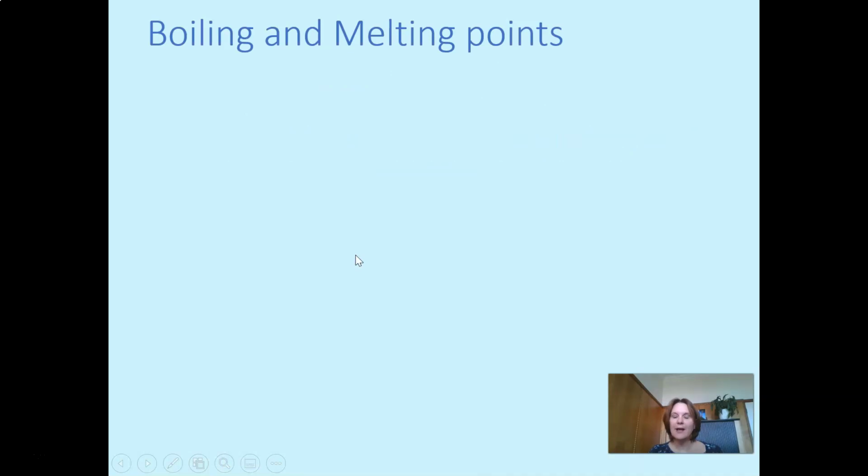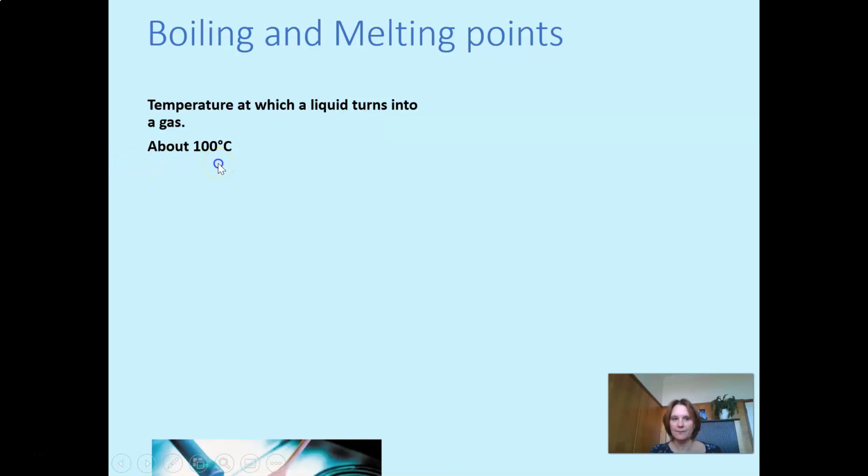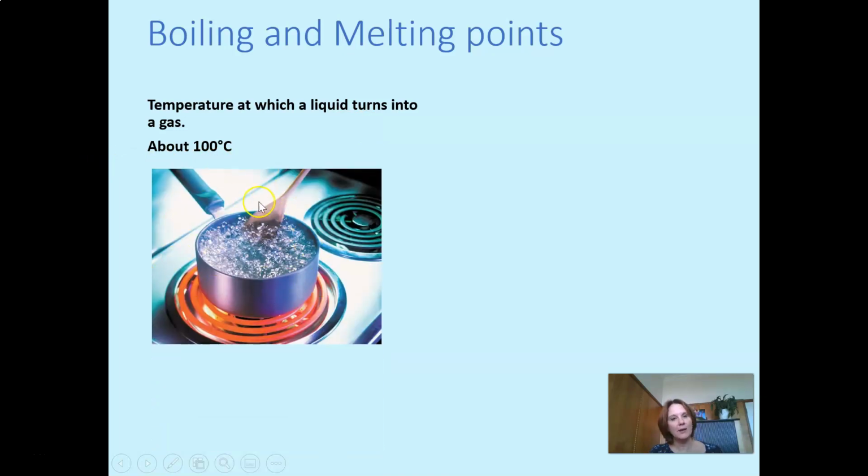Let's take a look at boiling and melting points. So boiling point is the temperature at which a liquid turns into a gas. I say at about 100 degrees Celsius. Here we have a boiling pot of water and it's starting to boil, probably at around 100 degrees Celsius.